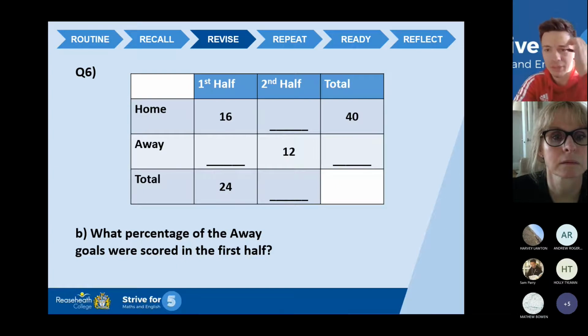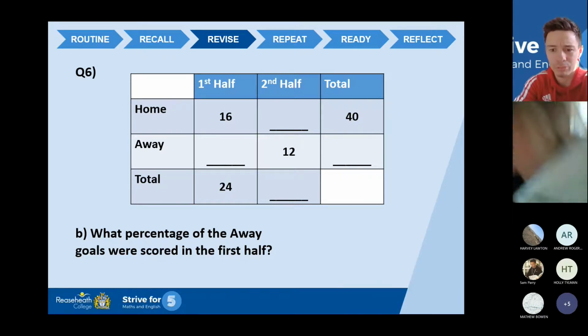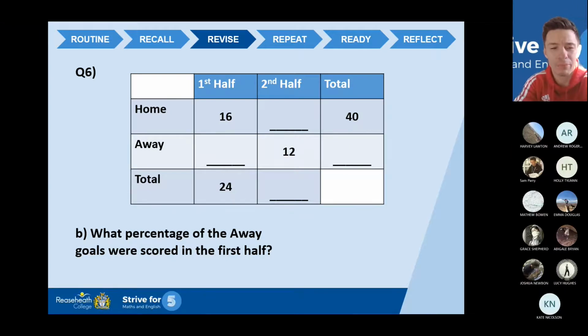So the table is on Desmos, but it's also on the screen, so it depends on how you wish to work. I'm easy, as long as you're getting that work done. Anyone who's joining late, I put a link to Desmos in the chat, so it's there visible, so you can use that.